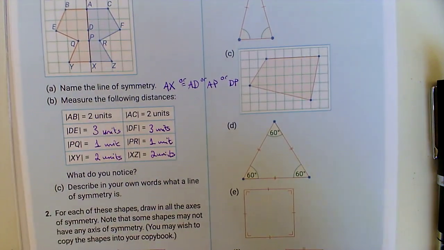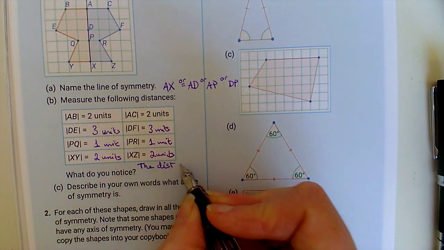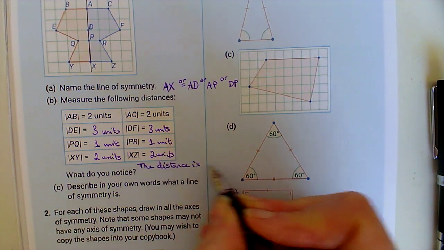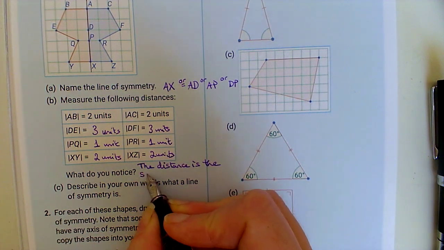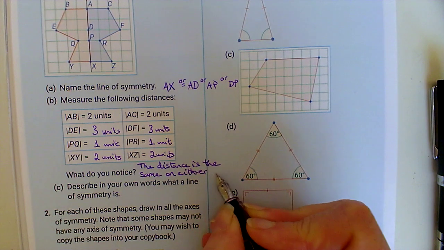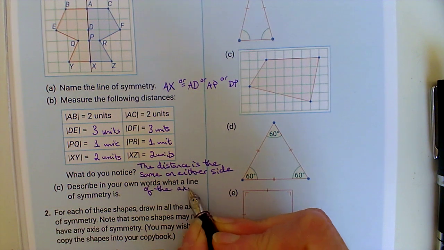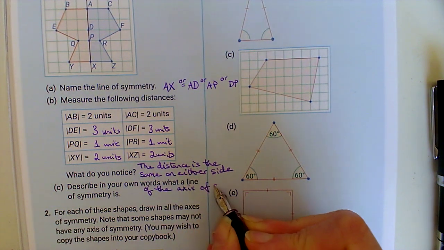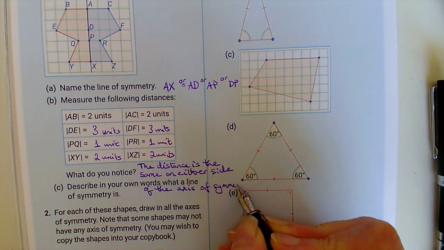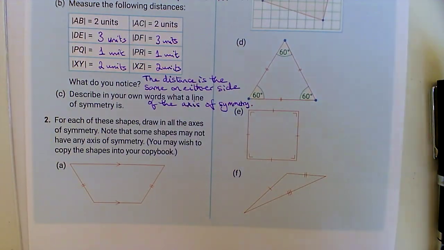And what do we notice? The distance is the same on either side of the axis or line of symmetry. Now, taking up all the space there with that answer.